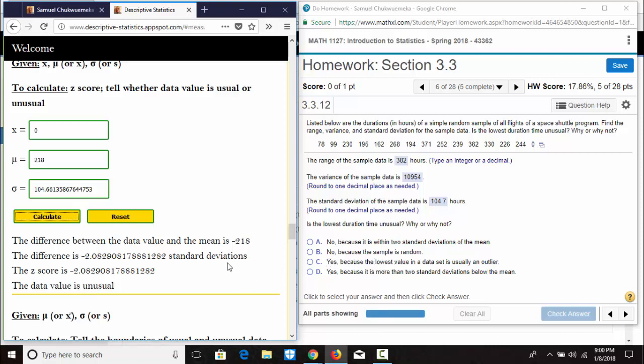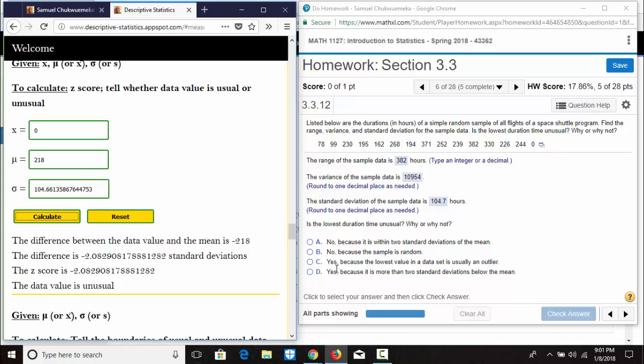We don't look at usual and unusual data values based on the sampling method. We look at it based on z-scores. And a z-score tells you how many standard deviations from the mean that data value is. When we say from the mean, it means how many standard deviations below the mean, and also how many standard deviations above the mean. That is what a z-score tells you about.